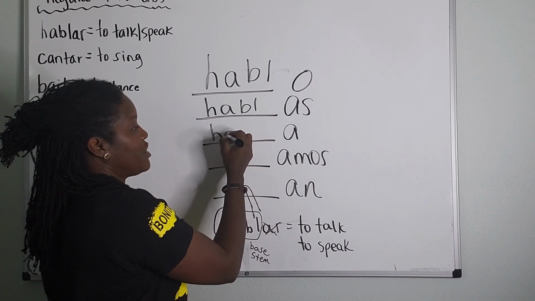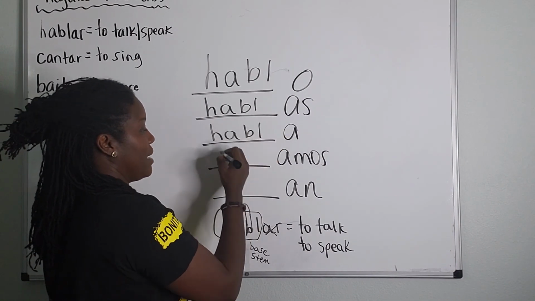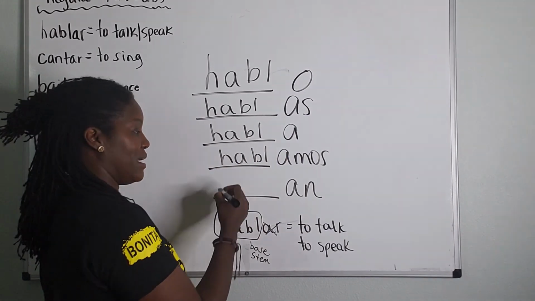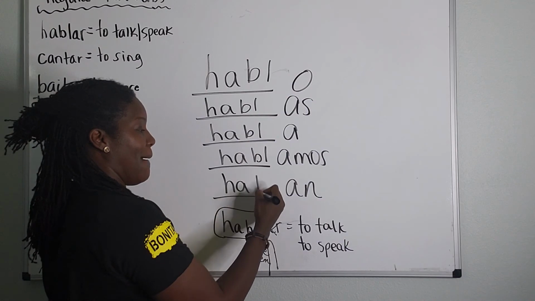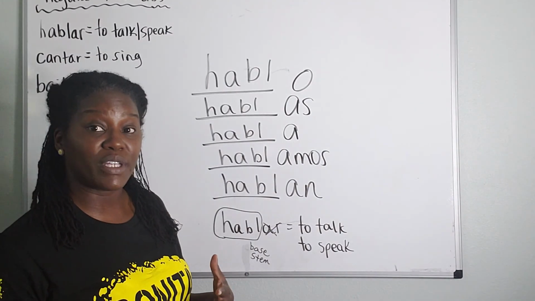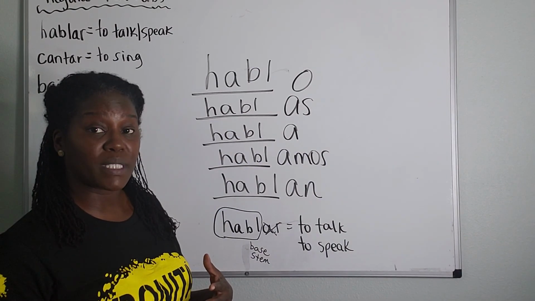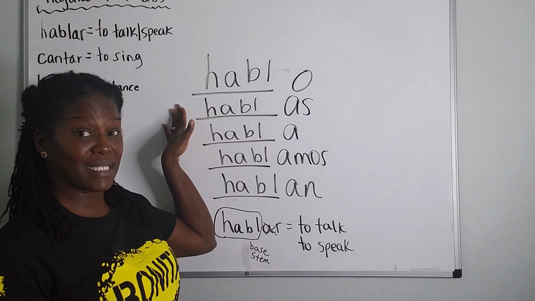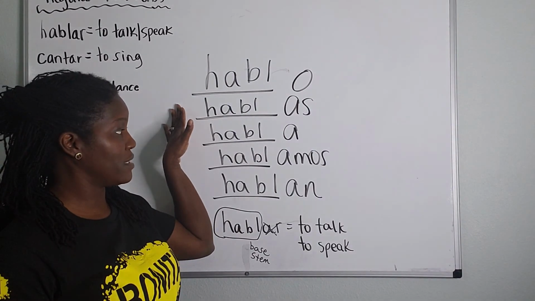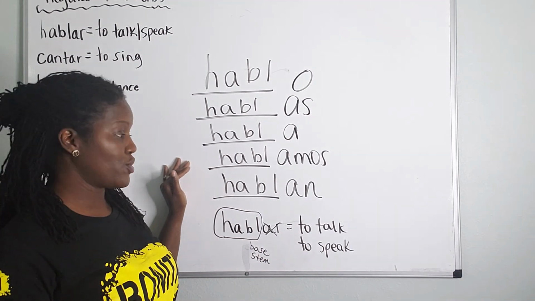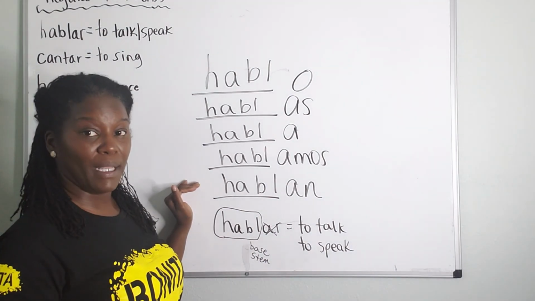H-A-B-L. Muy bien, now help me say it. H-A-B-L. Muy bien. So now we have these words. First person is hablo, hablas, second person. Third person is habla. And then we have hablamos. And then we have hablan.